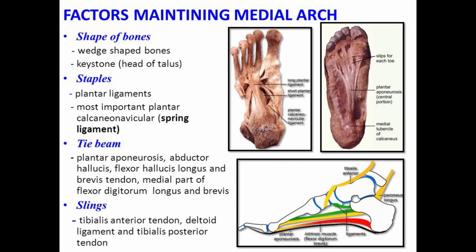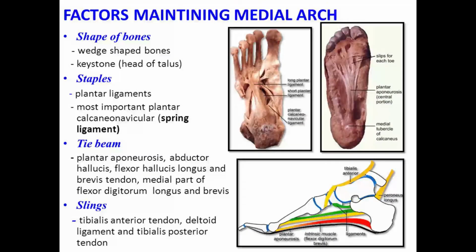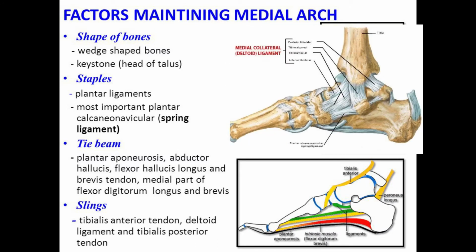Thirdly, the tie beam: the plantar aponeurosis, the abductor hallucis, flexor hallucis longus, and the brevis tendon, and the medial part of the flexor digitorum longus and brevis serve as the tie beam. Lastly, as a sling, is the tibialis anterior tendon, the deltoid ligament, and the tibialis posterior tendon.